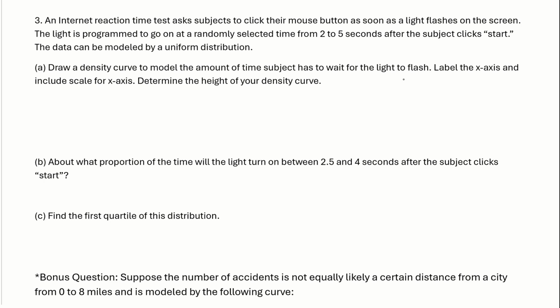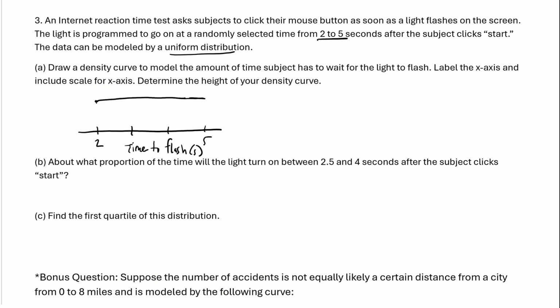So we know that it's going from 2 to 5 seconds. And this is the time to flash, right? The time for the light to flash in seconds. And it says it's a uniform distribution, so it's going to be a flat curve from 2 to 5. These are just dashes here. And we need to find the height of this curve.